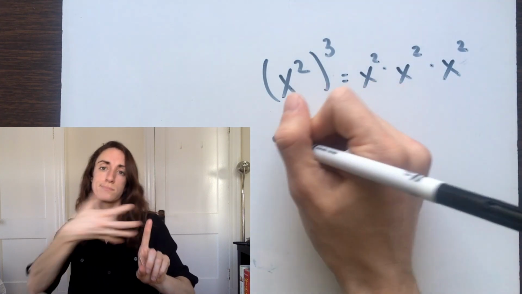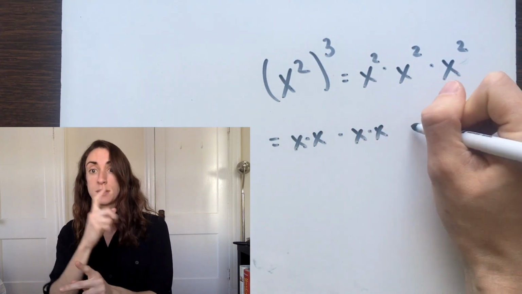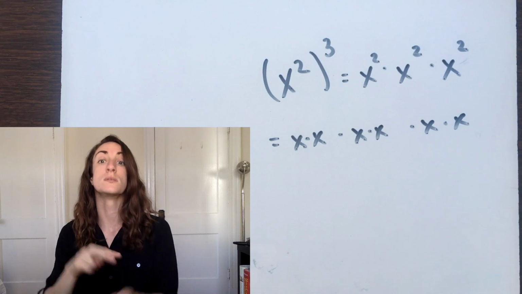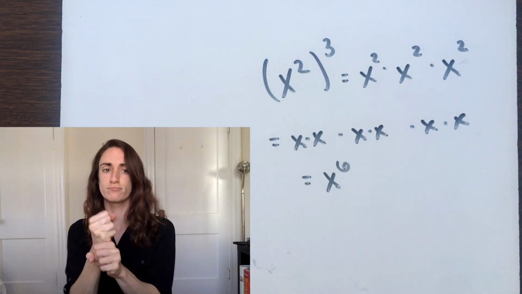At this point, we can expand again, writing each x squared as x times x, giving us x times x times x times x times x times x. Now x times itself 6 times can be rewritten as x to the 6th.